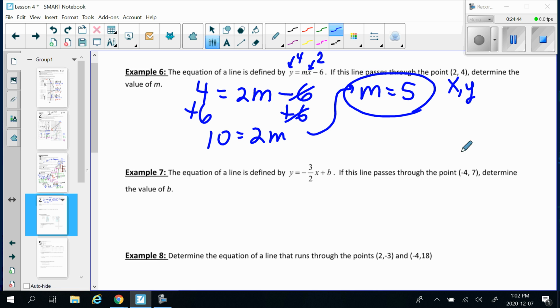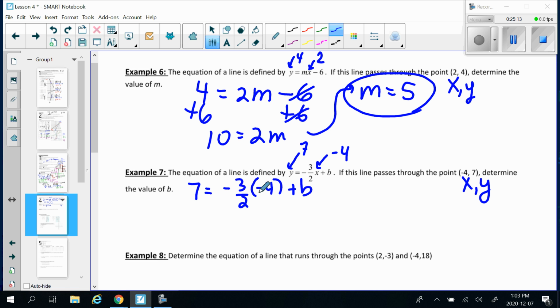Okay. In the second example, they've given us a partial equation of a line. They've given us a slope, but they're missing the y-intercept. But again, they've given us this extra clue that this point lies on the line. So we can put in -4 for x, and 7 for y. And once we have those, then we can solve for b. So 7 is equal to -3 halves times -4 plus b.